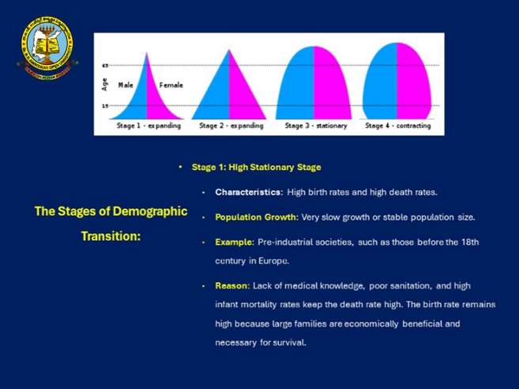The characteristic of the first stage is a high birth rate and high death rate. The population growth in this phase is very slow, or the population size is stable. The example we can cite is pre-industrial societies such as those before the 18th century in Europe. Now you must be thinking, what is the reason behind that? Lack of medical knowledge, poor sanitation and high infant mortality rates keep the death rates very high. The birth rate remains high because large families are economically beneficial and necessary for survival.